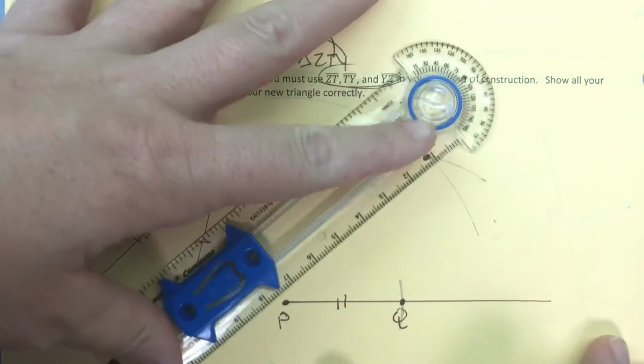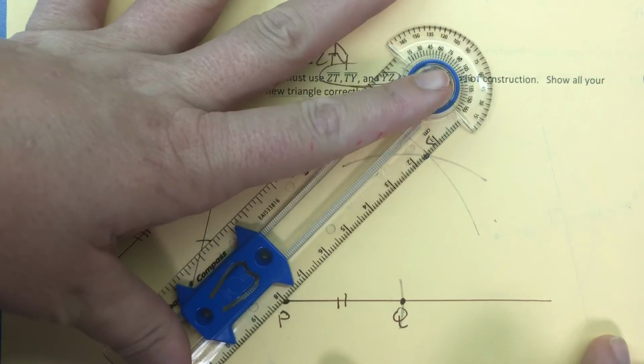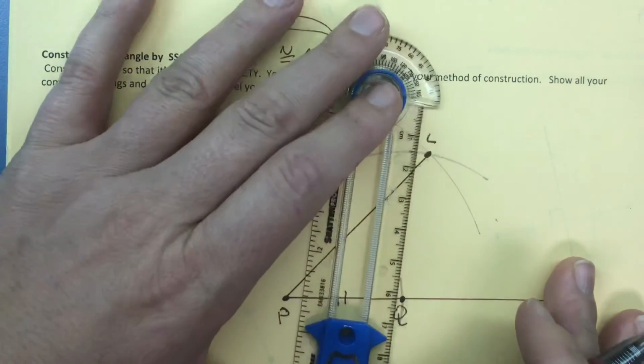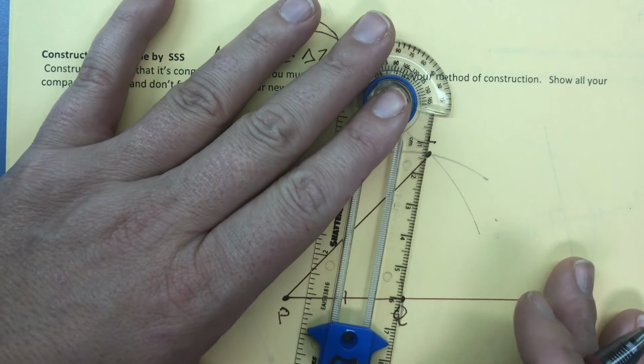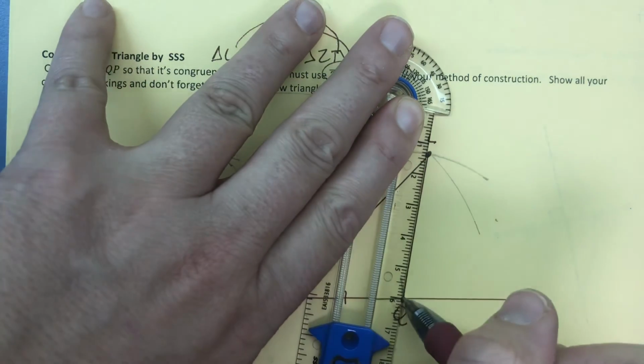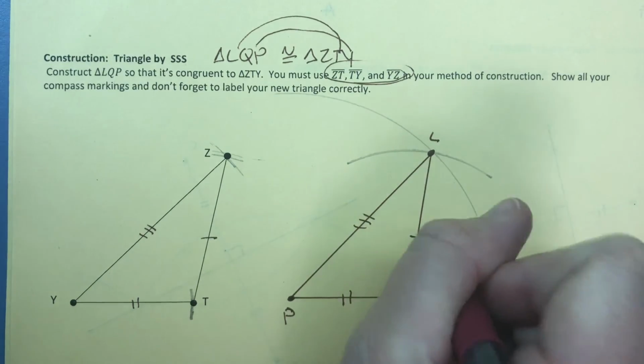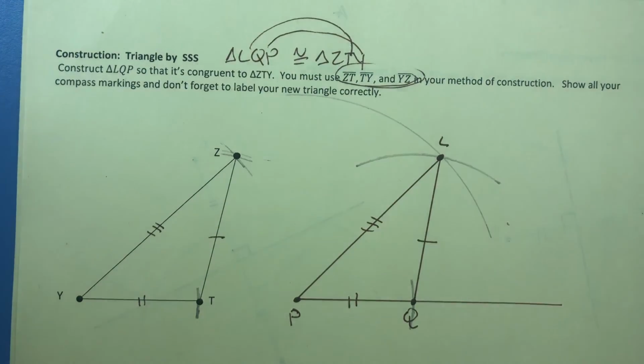And then lastly, we will just connect these two sides. Make sure you are not erasing your compass marks. That is part of what you were graded on, is me being able to tell that you used your compass. That is a side, side, side construction.